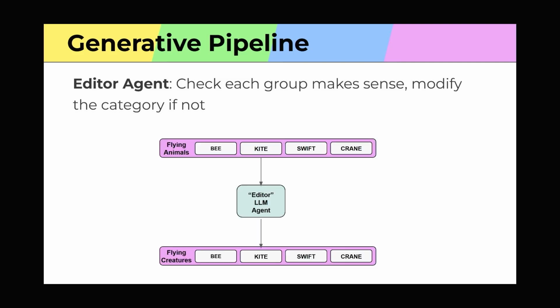So for example, if we had this flying animals group, kite, swift, crane, but we also have bee in there. This actually might not be wrong. I don't think a bee is an animal, but assuming it's not, we can say, okay, well, this is wrong. It could be a good group if we just reword that category slightly. So our editor agent can call this category flying creatures instead. A bee is definitely a creature.